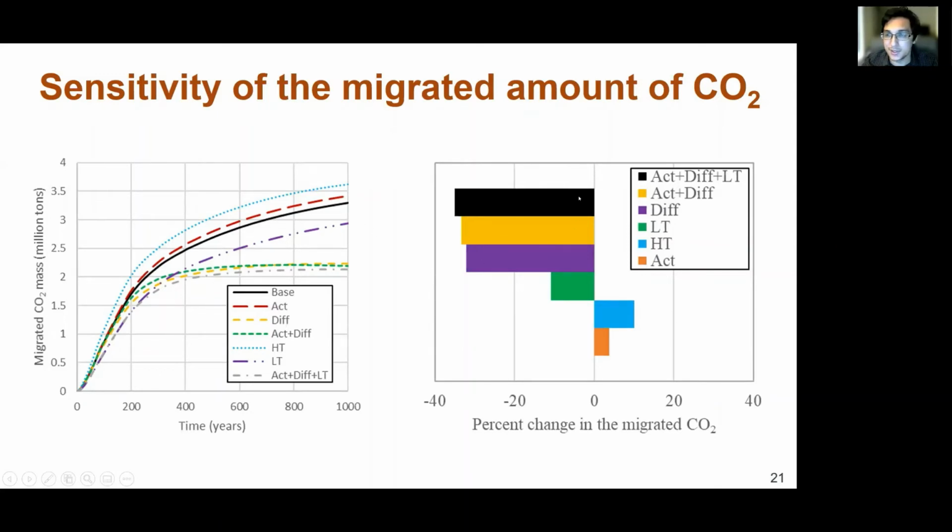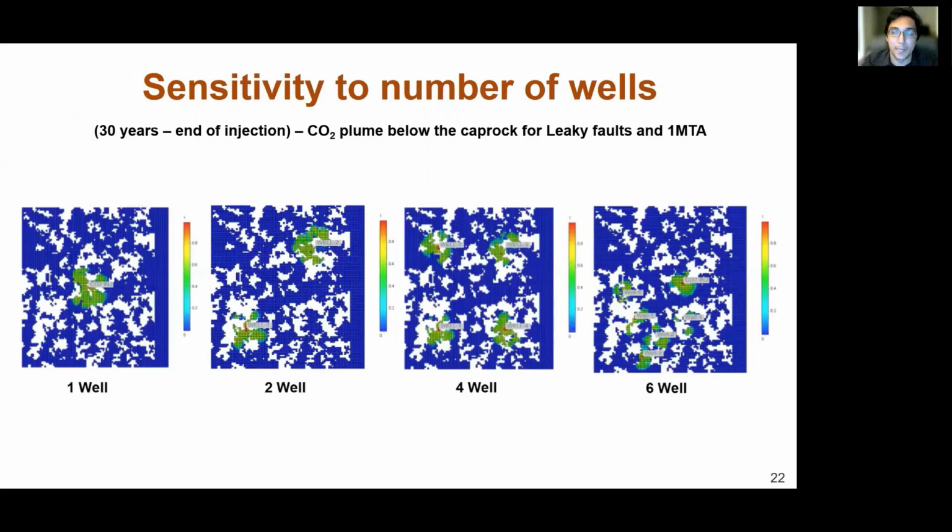And if we look at total amounts after 1,000 years, we are going to see that here in the yellow box, we have 30% less mass of CO2 that has migrated when we consider molecular diffusion and all cells active. As we see, for early times this doesn't make too much difference, but as time passes, we can have some large difference being made.